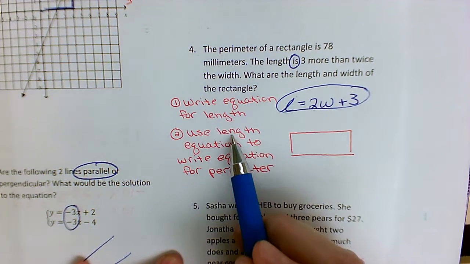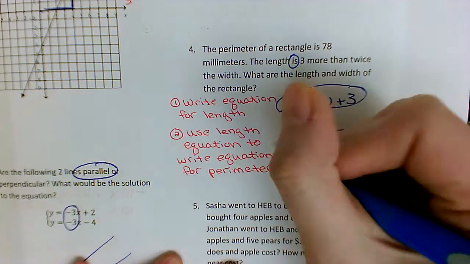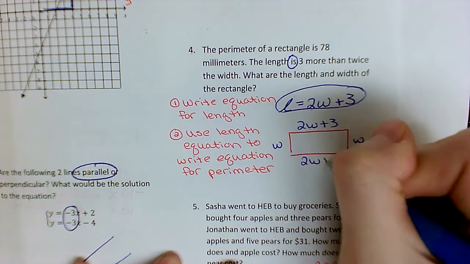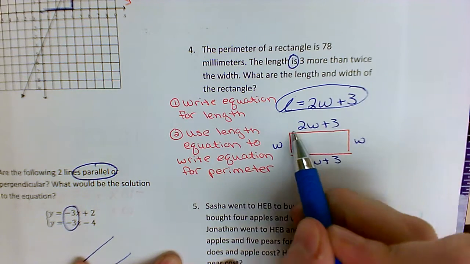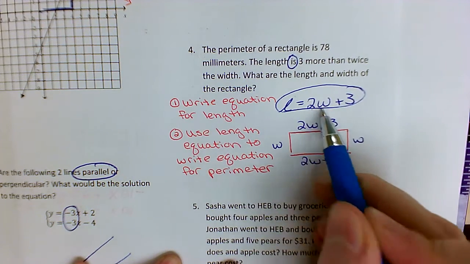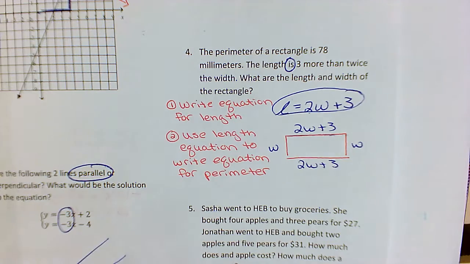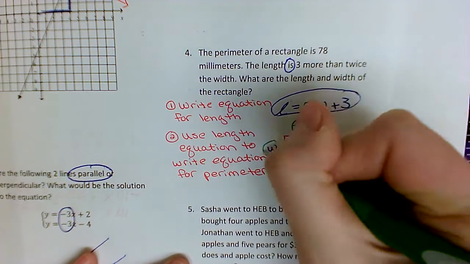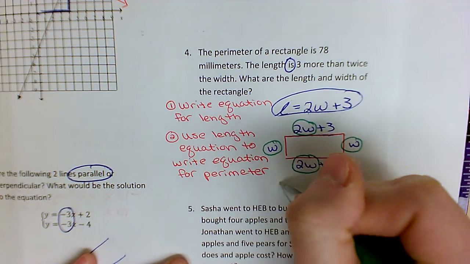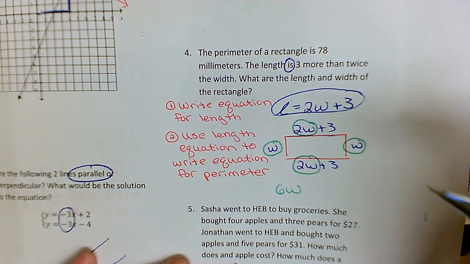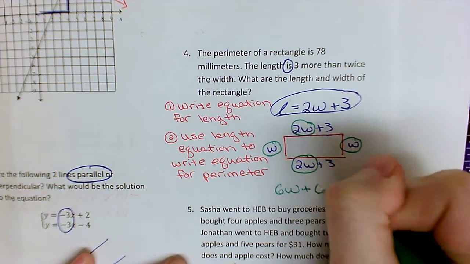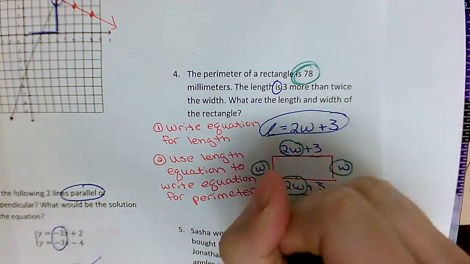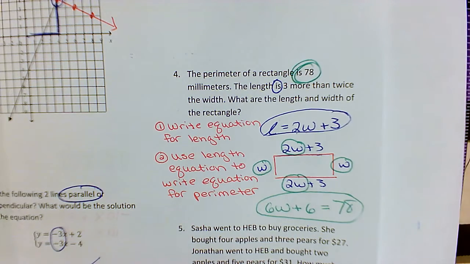Now I want you to use this to write the other equation for perimeter. When you're labeling your rectangle, we're going to go ahead and replace the two length sides with 2w plus 3. That's normally length, but since it's equal to that, we're going to replace it. For perimeter, all you are doing is adding up all the sides. So 2 plus 2 gives me 4, plus 1 is 5, plus 1 more is 6. So altogether I've got 6 w's. I also have 3 plus 3, which gives me a positive 6, and this is equal to the perimeter that they gave me in the problem, 78. So that's all I need you to do on that kind of problem.